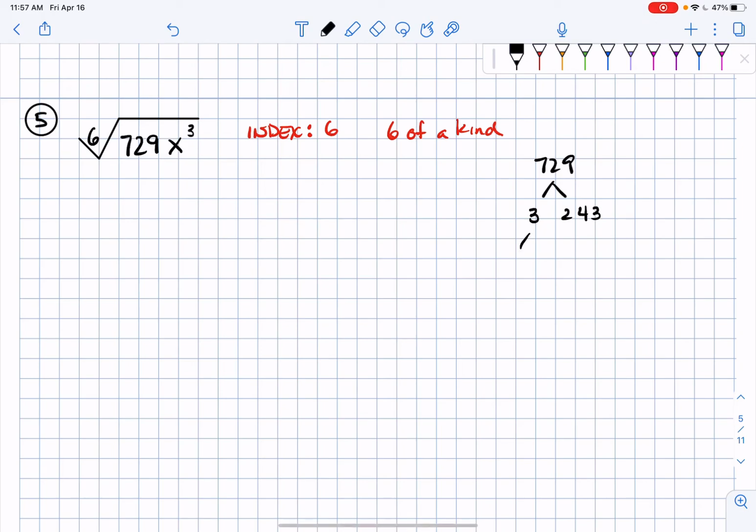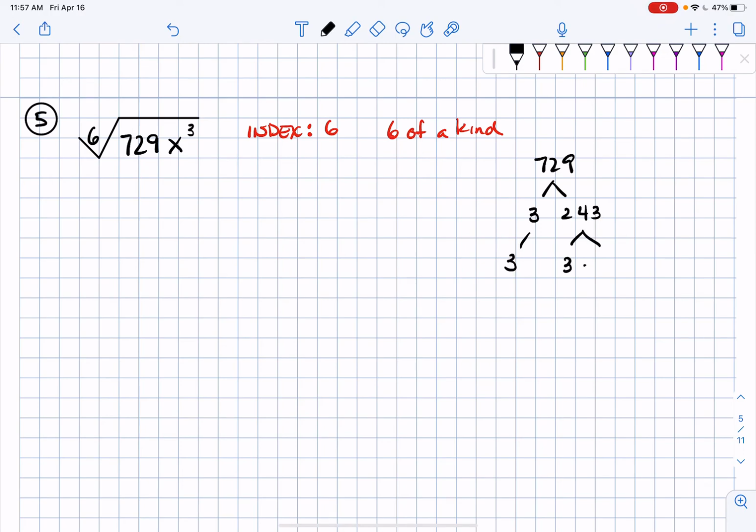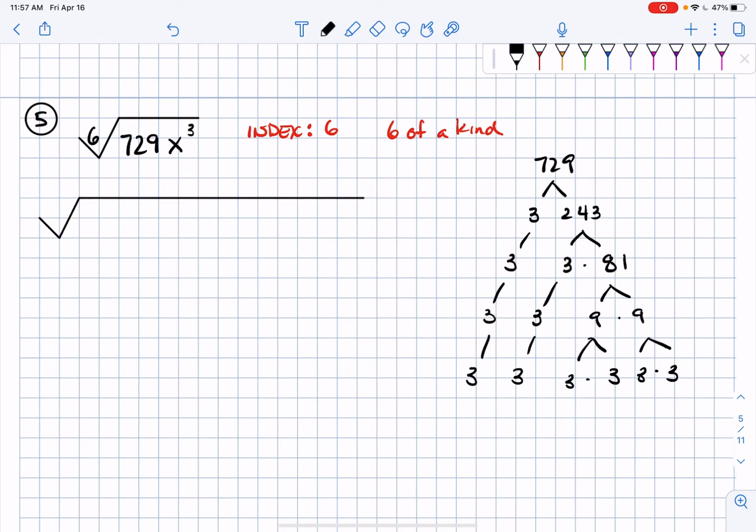243. What goes into 243? 3 does. 81 times. What goes into 81? 9 does. 9 times. So I got 3, 3, 3, 3, 3, 3. Okay. So this is going to be the 6th root of 3 times 3 times 3 times 3 times 3 times 3 times x times x times x.